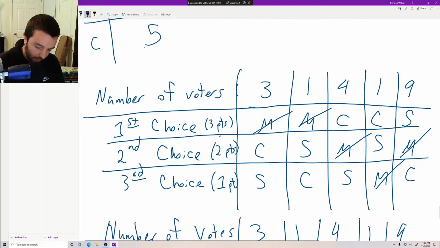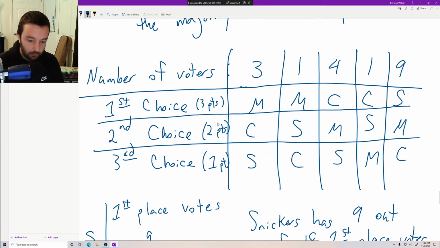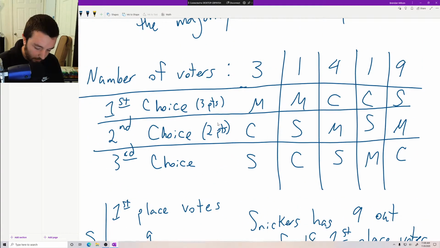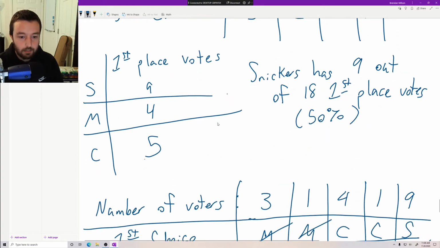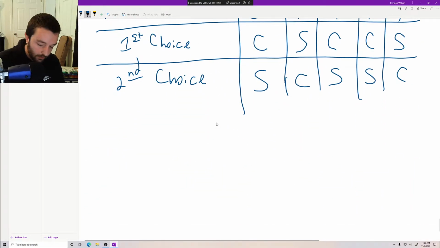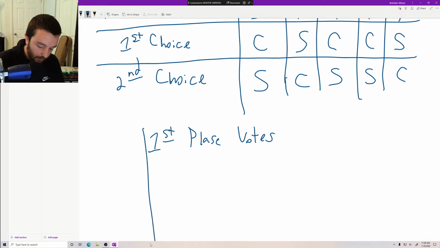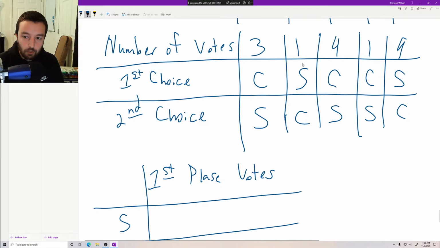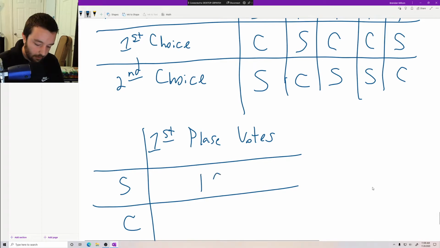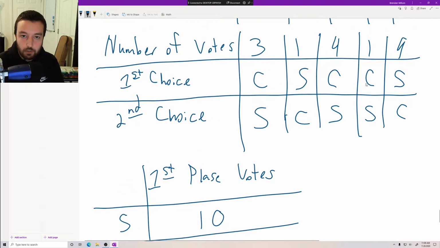I copied the points here, you might have realized, but we don't actually need those anywhere for this, because we're no longer doing the point method, just called the Borda count system. So we don't need those anymore. So now we just look at a new chart where we have first place votes. Okay, and then we have Snickers and Crunch, and we look at what they have. So Snickers has 1 plus 9, which is 10. Crunch has 3 plus 4 plus 1, which is 8.